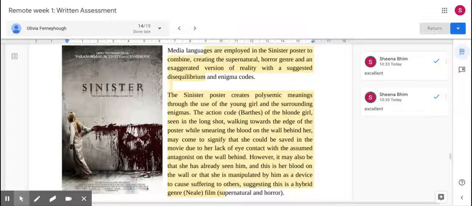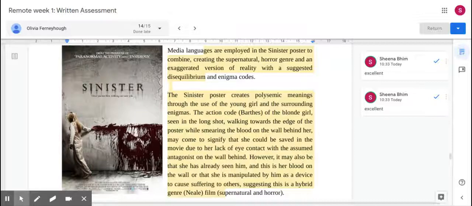So here we say media languages are employed in a Sinister poster to combine creating the supernatural horror genre and an exaggerated version of reality with suggestive disequilibrium and enigma codes. Now that is an excellent sentence. So we mentioned first of all the combination of media languages. We mentioned the text. We talk about which genres are created. So we talk about hybridization and an exaggerated version of reality. So straight away in that first sentence, we are bringing in Baudrillard, who is one of our most difficult media language theorists, with a suggested disequilibrium, so Todorov, and enigma codes, Barthes.